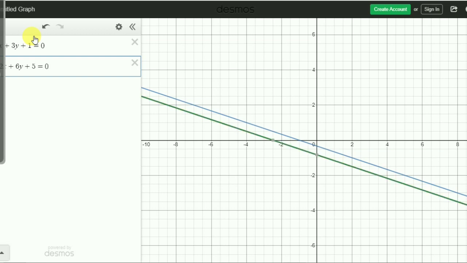Okay, so observe carefully. There are two lines created and both the lines are parallel to each other. Nowhere will they intersect or overlap. So you are not getting any solution from this pair of linear equations, and they are obviously inconsistent. Okay, is it clear? Okay, go to the screen.